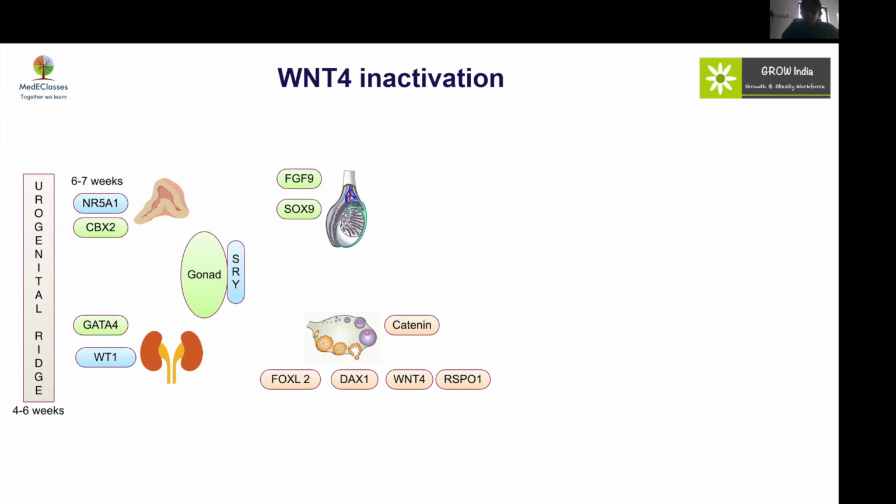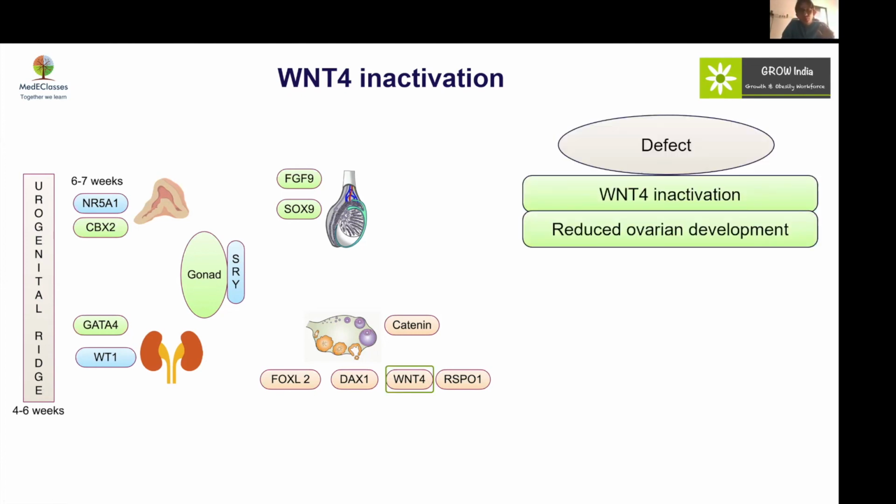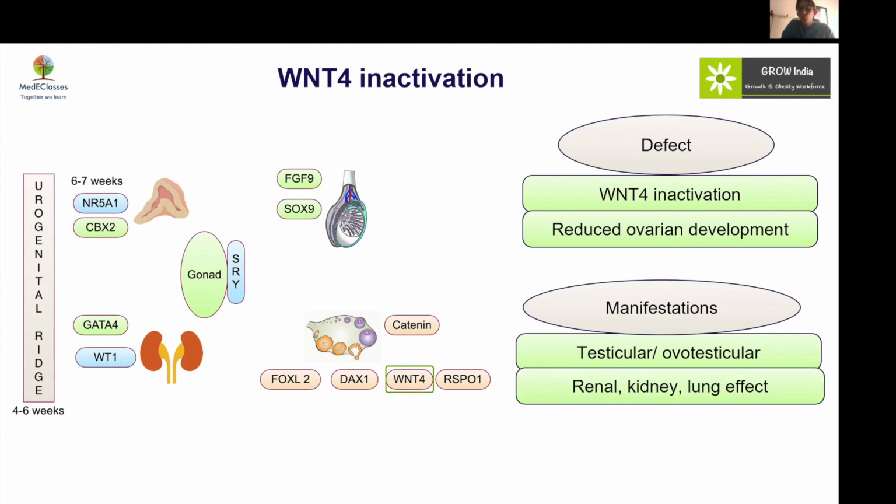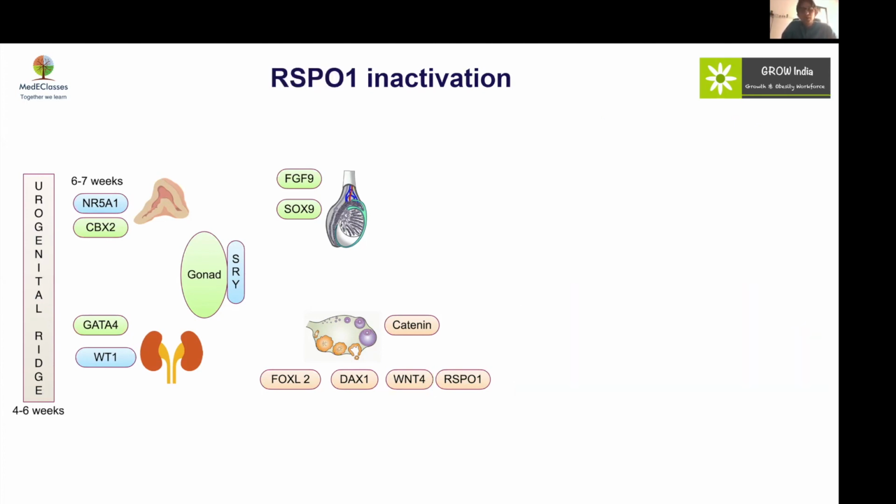Now coming to the ovarian genes, which are responsible for normal ovarian function. These are WNT4 inactivating mutation, which will lead to a defect in ovarian development, leading to either a defective ovary, that is streak gonad, or testicular development or ovotestis. And this WNT4, we know, is required for kidney as well as lung development. So they might have multi-system involvement in the form of renal or renal and lung development, along with the XX virilized female counterpart.